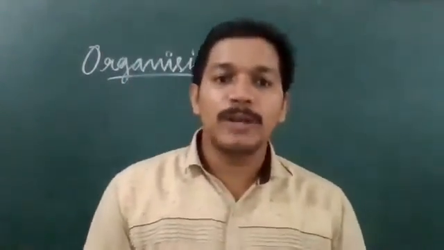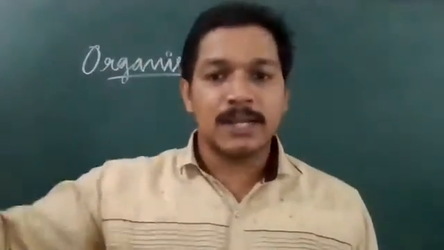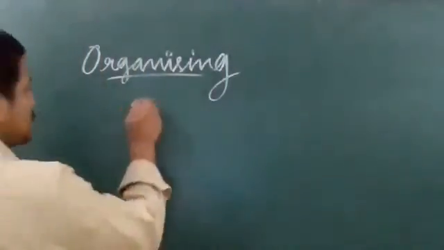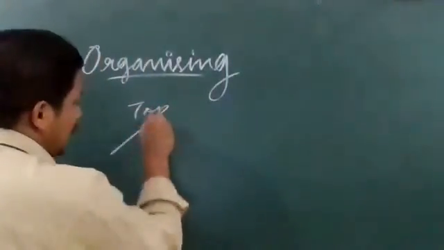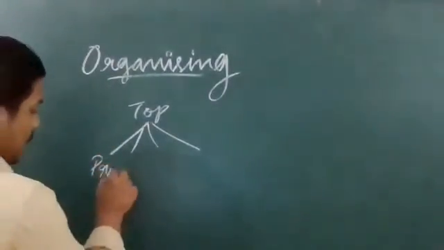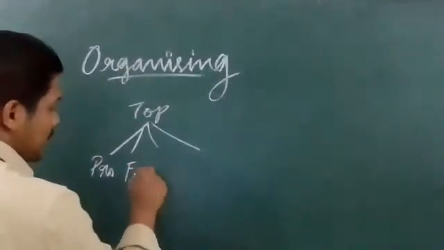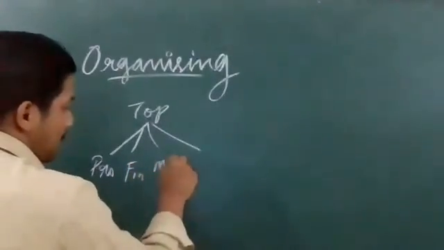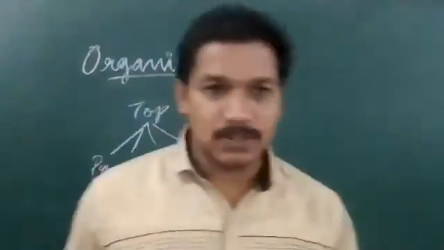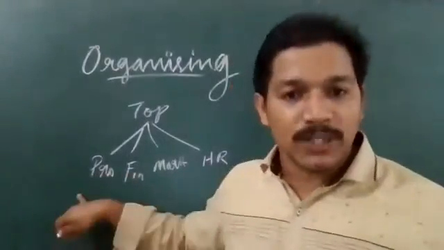So what will be the positions? There will be a top level manager, a general manager. There will be a production manager, a marketing manager, a finance manager. So this type of framework is required. There is a top level manager, and under him there will be 4 departments. One is a production department, a finance department, a marketing department, and a human resource department. There are 4 departments. Who will be the head of each department, we are not deciding now.